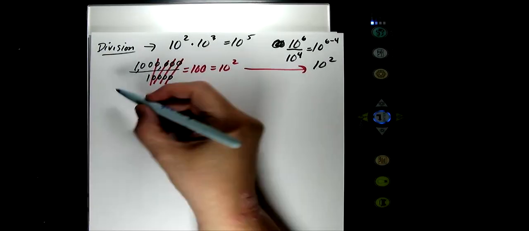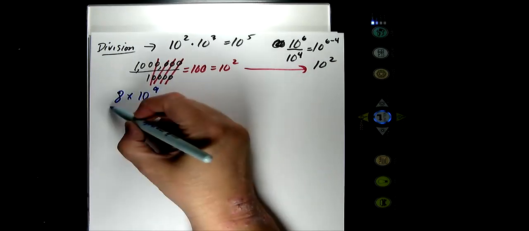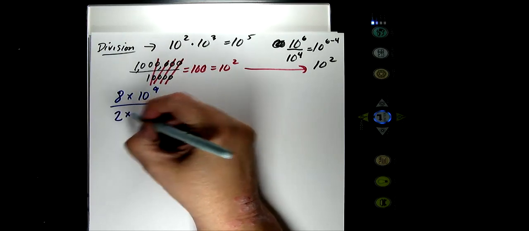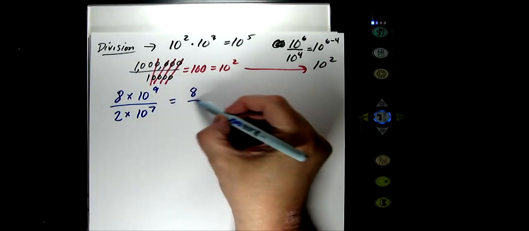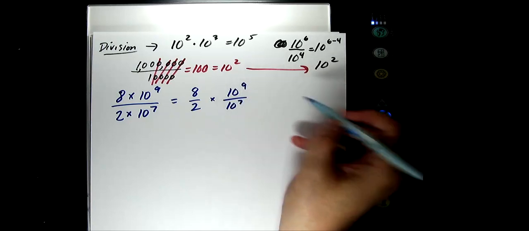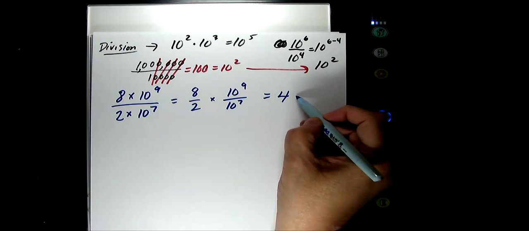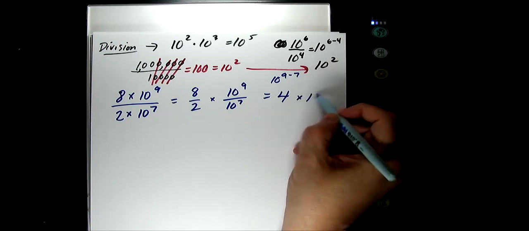So if you have a problem like this, 8 times 10 to the 9th power divided by 2 times 10 to the 7th power. Actually don't need a calculator for this. It's really quick. This is 8 divided by 2 times 10 over 9 divided by 10 over 7. 8 divided by 2 is 4. And that way we would subtract the exponents. 9 minus 7 is 10 squared.